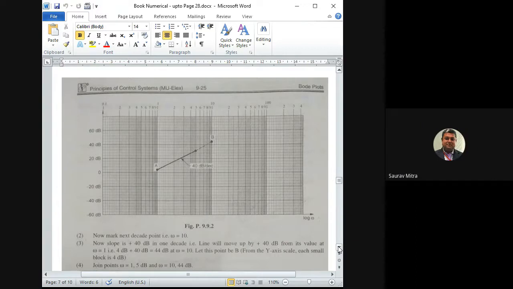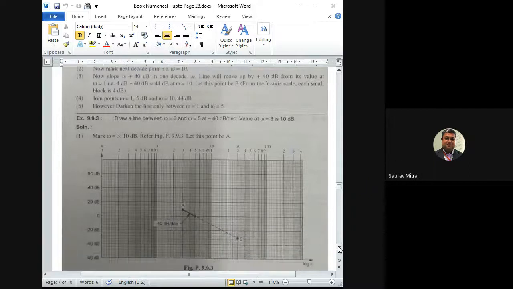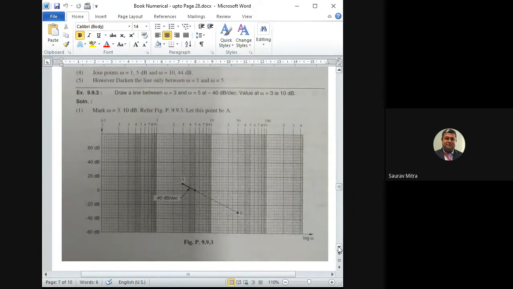The art is to draw any slope, positive slope, negative slope, plus 20 dB, minus 20 dB per decade or anything from the given point. Next we will see how to draw the minus 40 dB per decade line from a given point.